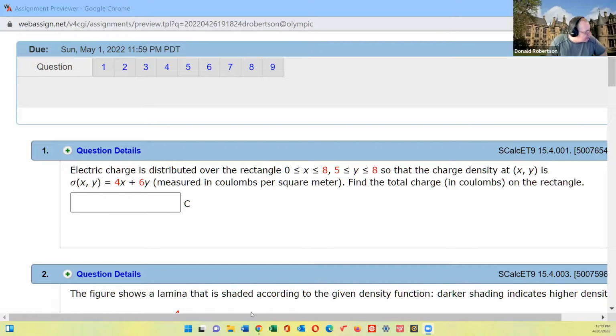So in this story, the electric charge is distributed over a rectangle. The rectangle goes with an x value from 0 to 8 and a y value from 5 to 8. And it's done so that the charge density at (x, y) is given by this. So they have a function called the charge density function, and it's 4x plus 6y. And they tell me it's coulombs per square meter. And then they finish with: find the total charge.